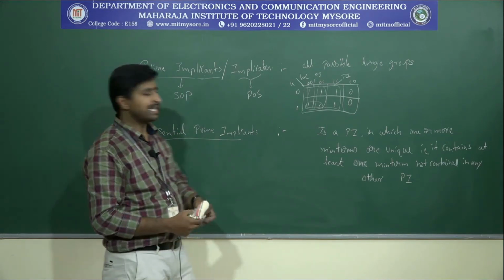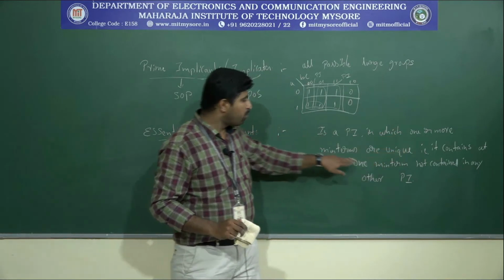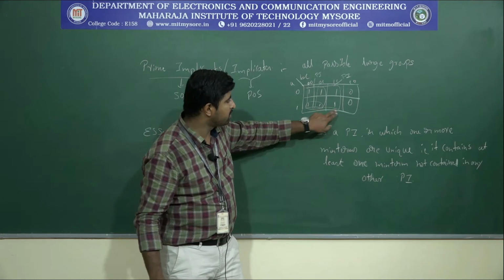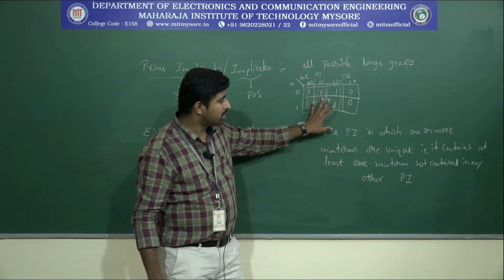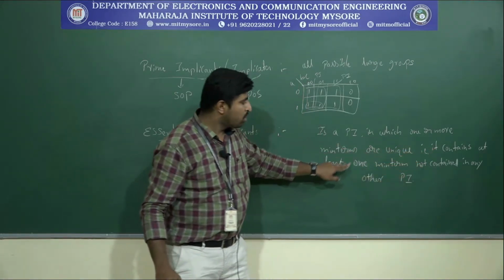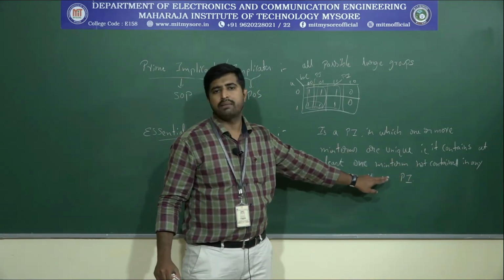So an essential prime implicant is a prime implicant (PI) in which one or more min terms are unique. That means one or more min terms will be unique in that group. What does that mean? It contains at least one min term not contained in any other prime implicant.